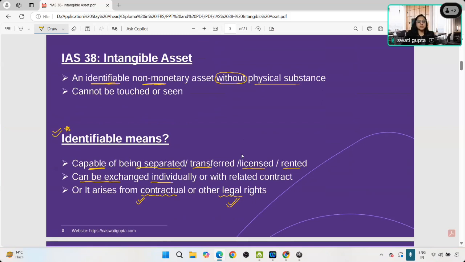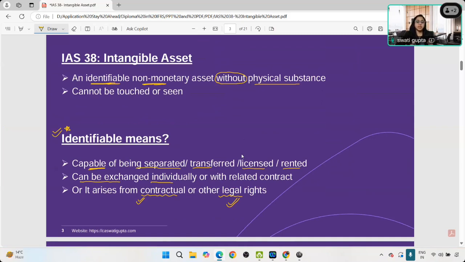And we know it is without physical substance. Now the question arises: what is non-monetary? Please understand, monetary means you know the exact value that will be an inflow. Non-monetary means you are not certain about what amount will be an inflow.